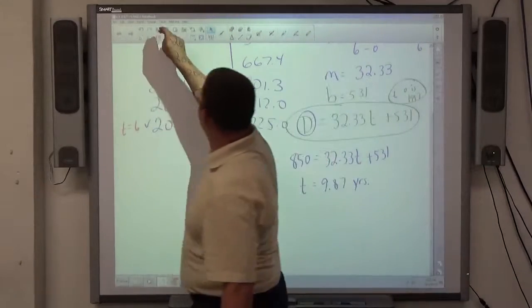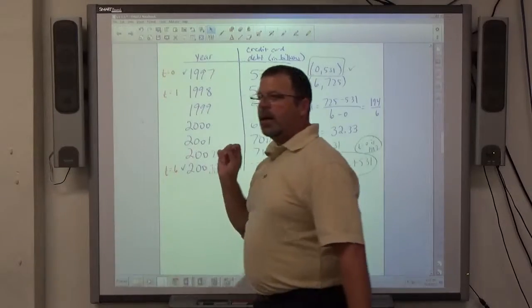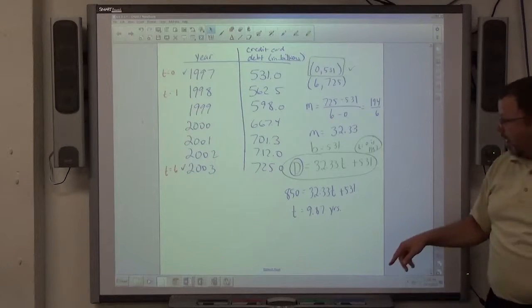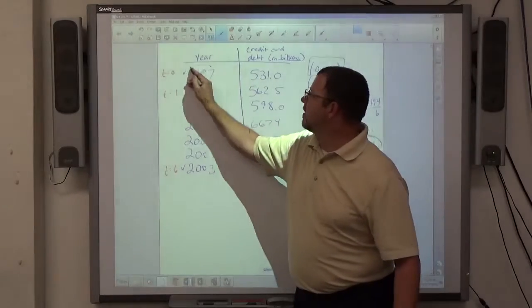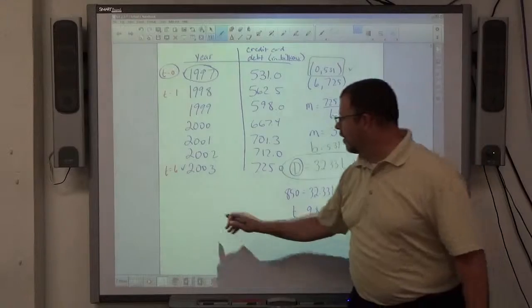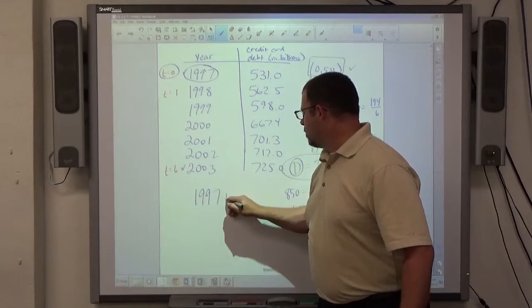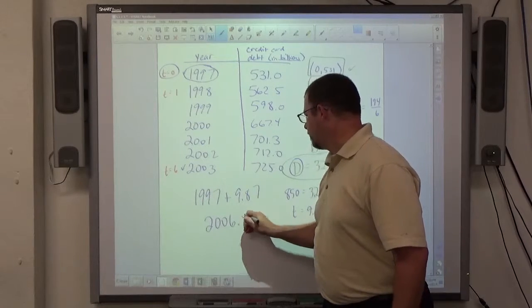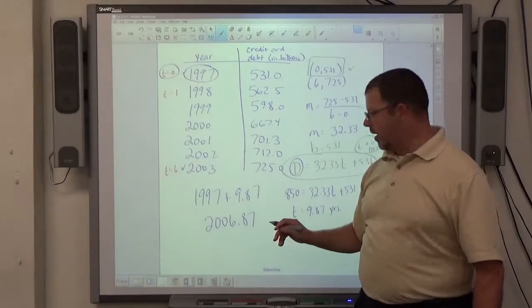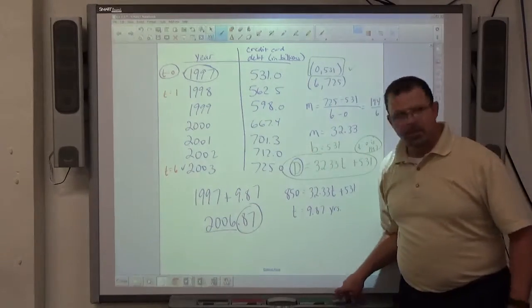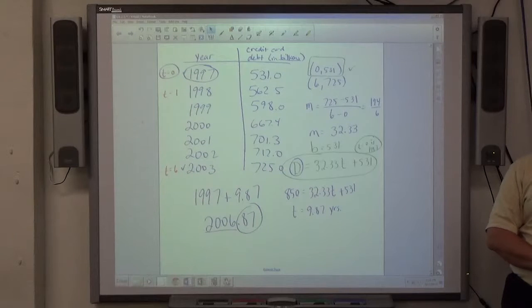Going back to the question, if you look carefully at what the question says, in what year will the debt reach $850 billion? You have to add that to 2003. No, have to add that to 1997. Whatever your 0 year is, you're going to add your t value to that year to get the correct answer. So 1997 plus 9.87 years comes out to 2006.87, right? All right. 2006 is what year it is. 0.87 puts us somewhere in October, maybe. October, November, somewhere in there probably.